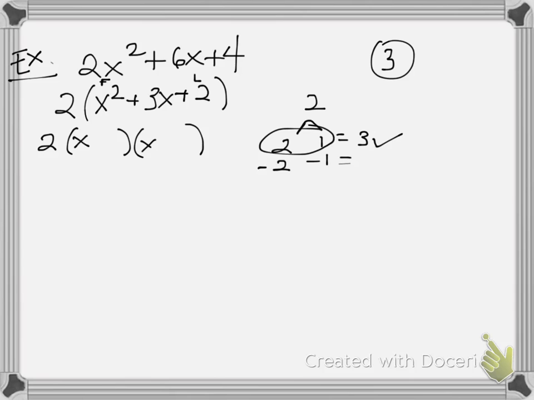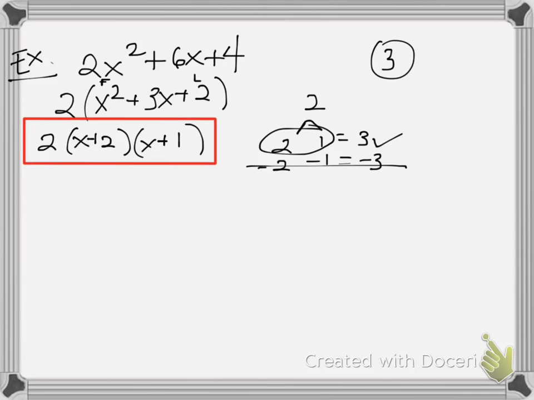Just check this one to make sure. Negative 2 and negative 1 is negative 3. We don't want negative 3, so that's out. Okay? Now, take your factors and place them in the parentheses. So now I have 2 times x plus 2 and x plus 1. If all worked out the way it should have, these are my factors. I have 3 factors instead of just 2 this time.